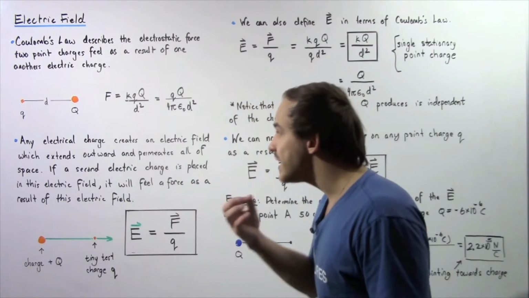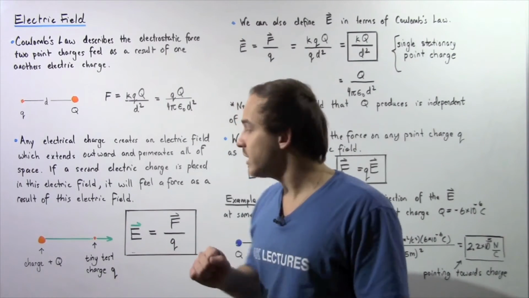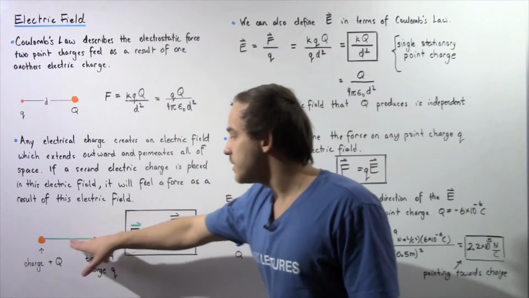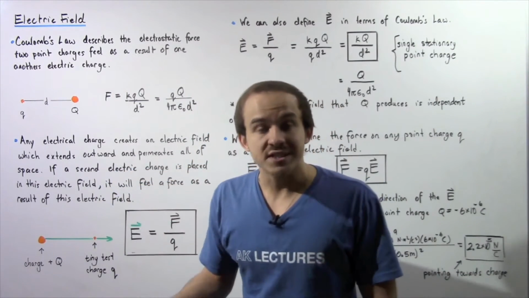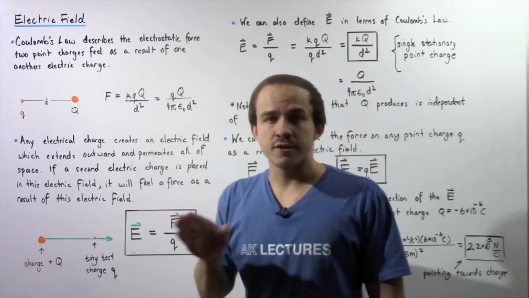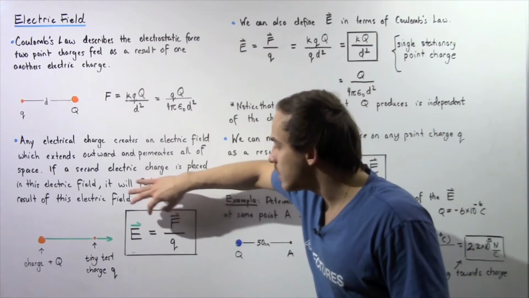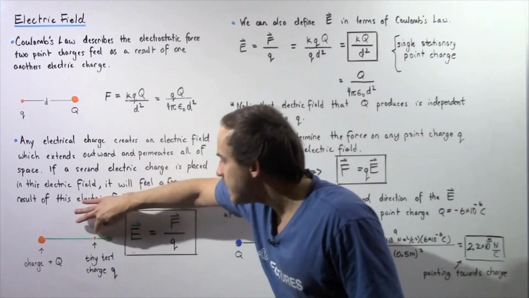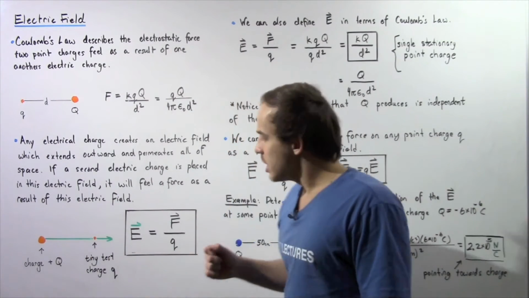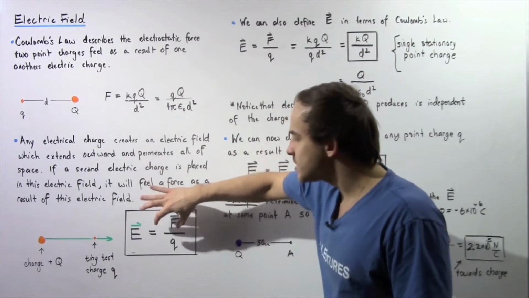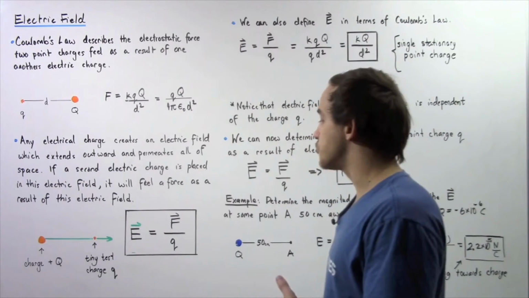Now if we take a tiny positive test charge given by lowercase q and place it along the line of this field line, this point charge will feel a force as a result of this electric field. Now we define electric field as the force that this point charge will feel divided by the charge of this electric charge. So our E is equal to force divided by q, the charge of this particular point charge.